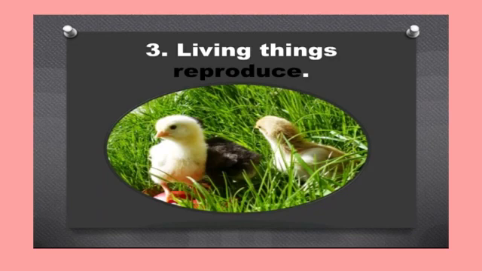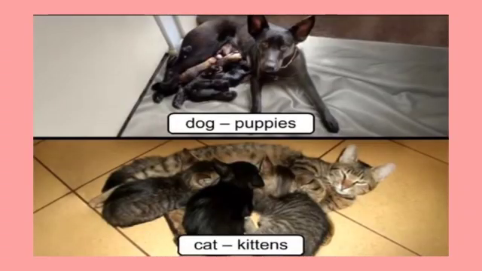Students, now let us discuss the third characteristic of living things, that is living things reproduce. All living things produce more of their own kind. Do you know what we call that process? That process is called reproduction. Animals and plants reproduce in different ways. Animals reproduce by either laying eggs or by giving birth to young ones. Some animals like dog, cat, cow, etc. give birth to their young ones.